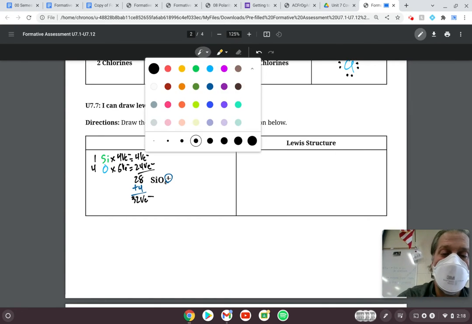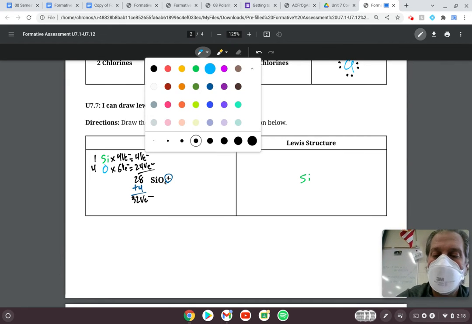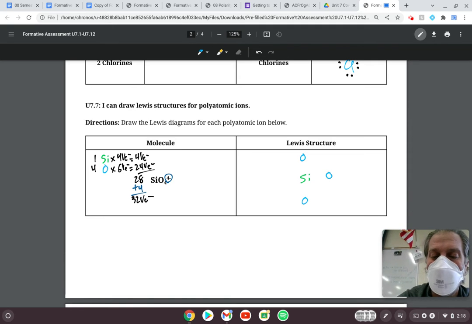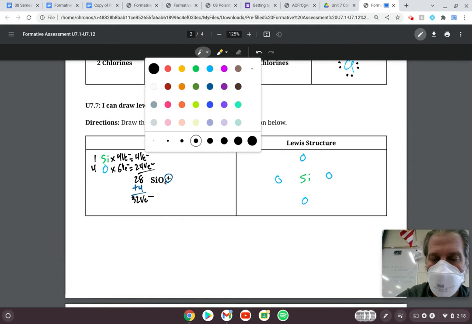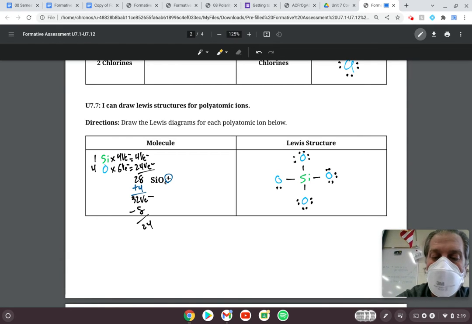So now I'm going to draw my structure. So I'm going to take silicon and put it in the middle. I'm going to put my 4 oxygens around it and bond them to silicon with single bonds to start. So I've used 2, 4, 6, 8. So that means that I have 24 electrons left. So I'm going to start putting pairs of electrons around the oxygen. So 2, 4, 6, 8, 10, 12, 14, 16, 18, 20, 22, 24. So now I've used all of my electrons, so I'm going to go ahead and check.